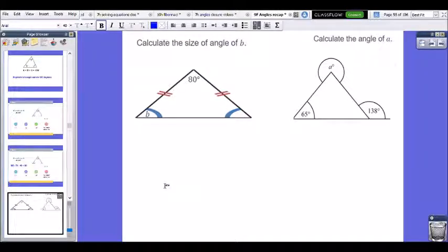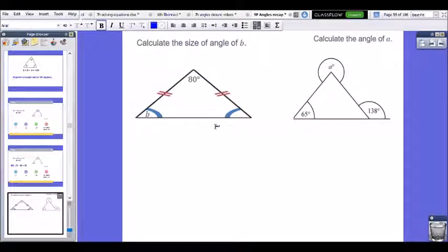But let's try a couple of trickier problems then. The first one, calculate the size of angle B. So we're looking for this angle here in my bottom left corner. First of all, we need to remember that these two dashes on my triangle mean that those two lengths are the same. If these two lengths are the same, that means that these two angles on the bottom are the same as well.